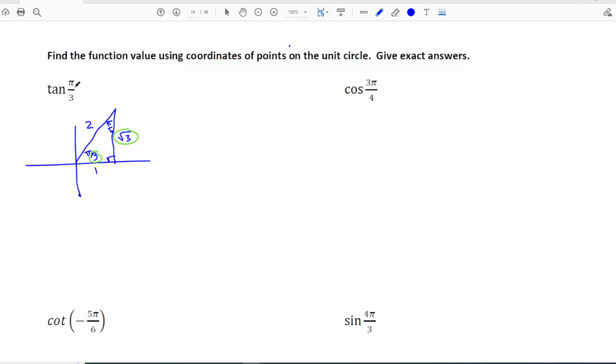So now what we'd figure out is the tan of pi by 3 is opposite over adjacent, or y over x, which would be root 3 over 1, which would just be root 3.